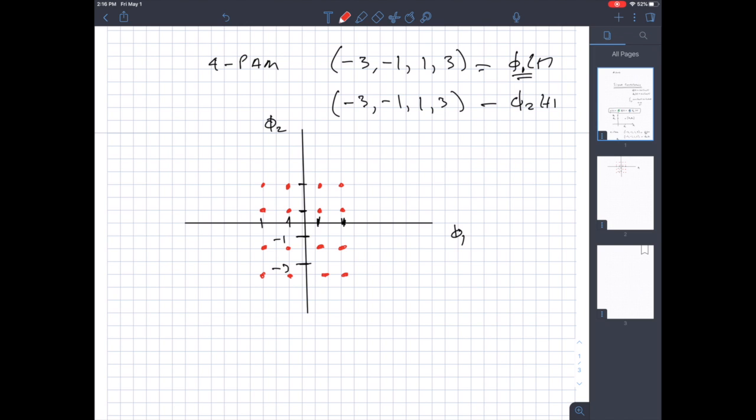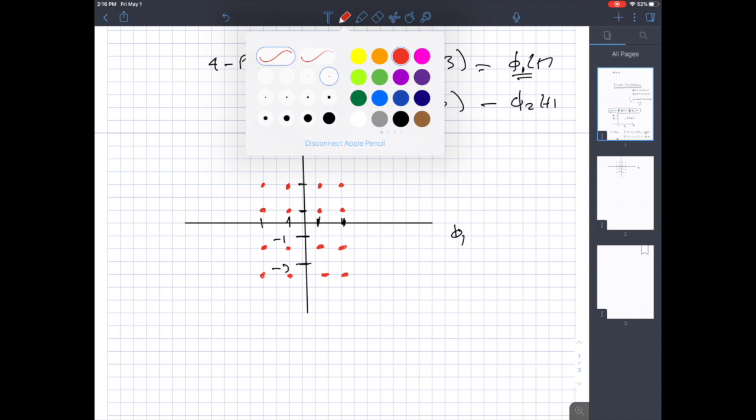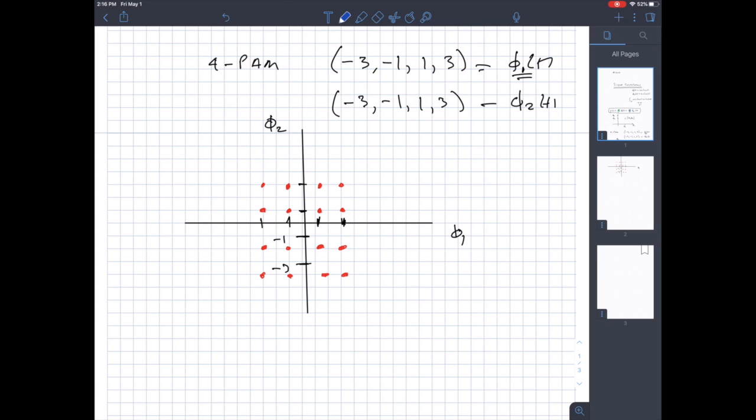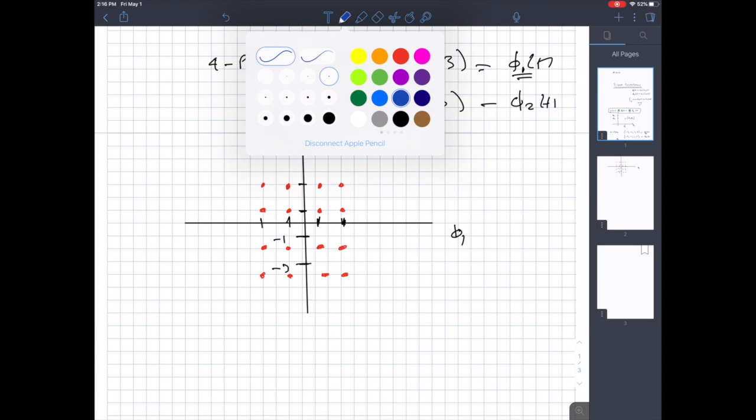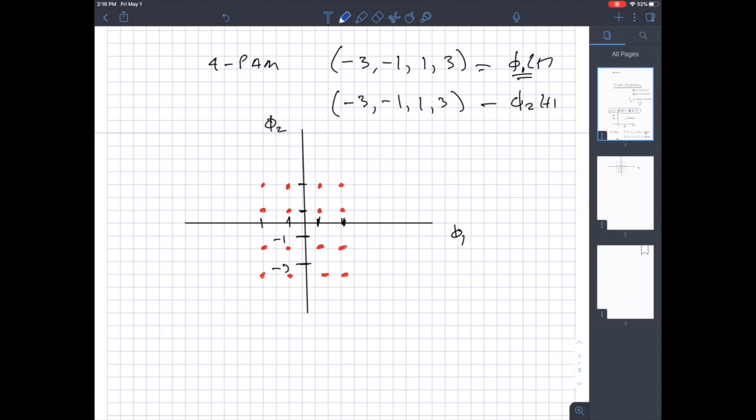Okay, so as you might expect, you could still send data through a channel like this. Now each point represents 4 bits, right? Because let's say I wanted to send -3, -1. So I go over here, -3, -1, that would be this point. Because there's 16 individual points, I could represent 4 different bits for each point in the signal space. All right, so that's the idea.